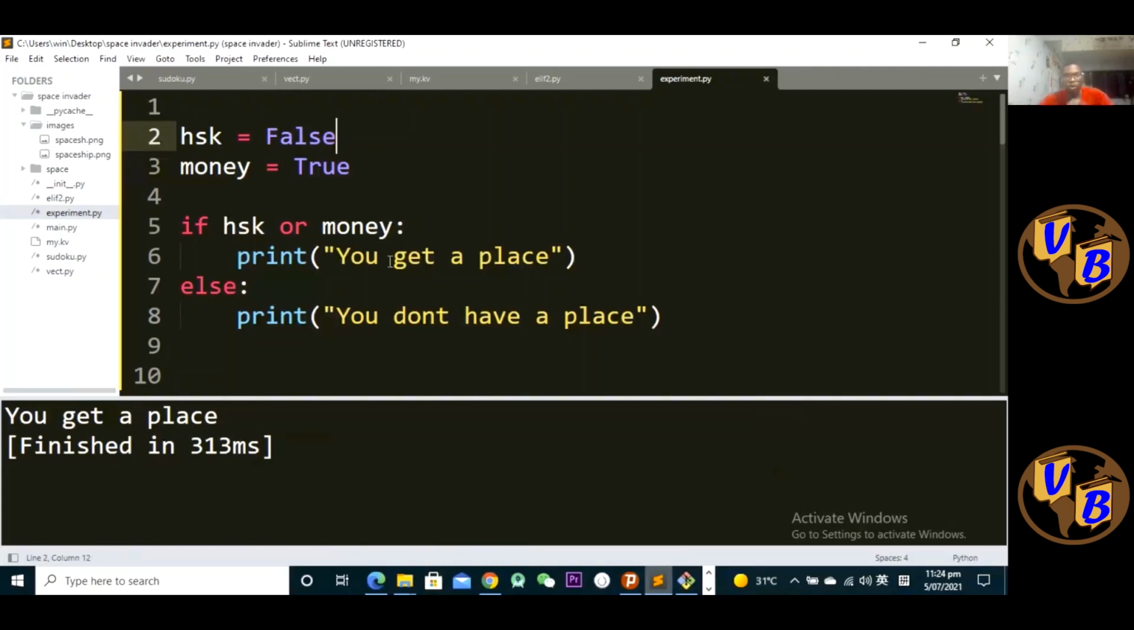So this is how the OR operator works. It differs from the AND operator in that the AND operator requires you to meet both of the conditions, but the OR operator requires you to meet at least one of the conditions. So that's how it works, and this is how you represent it in code.